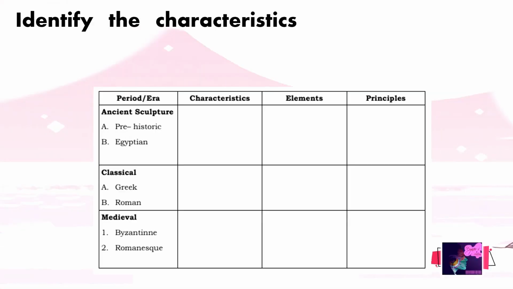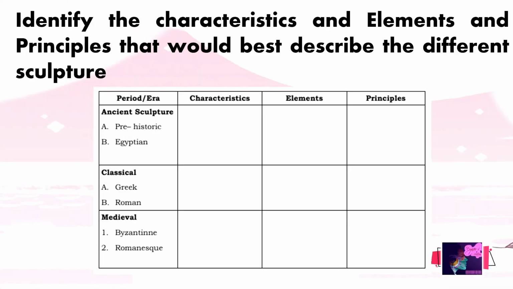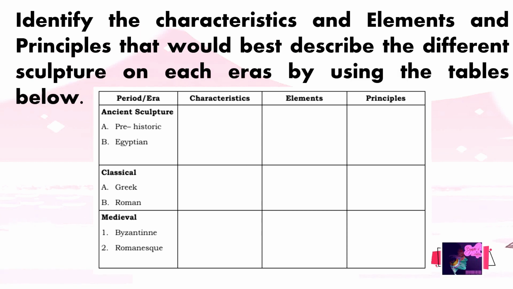And that ends our discussion for today. And for our learning task, you are going to identify the characteristics and elements and principles that would best describe the different sculptures on each era by using the table below. This will be very easy for you because it was discussed and presented in our previous discussion.